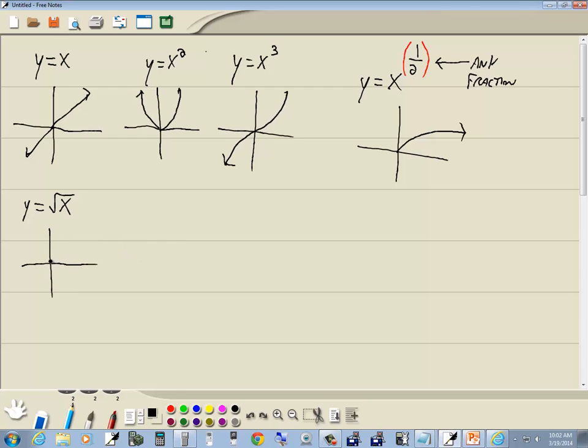which is not surprising, because x to the 1/2 is the same as the square root of x. It's a different way of writing it. This is writing it in rational exponents, fractional powers. This is in radical form.